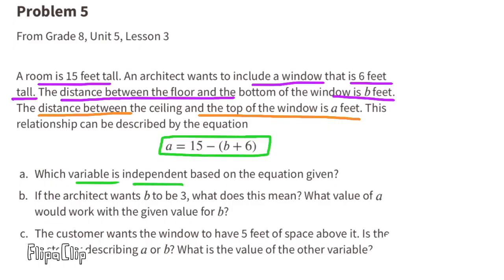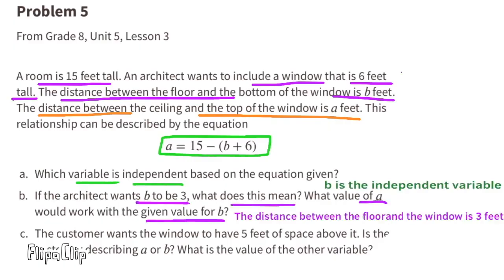A, which variable is independent based on the equation given? The value for a depends on what 15 minus b plus 6 is. So a is the dependent variable and b is the independent variable. B, if the architect wants b to be 3, what does this mean? What value of a would work with the given value for b?